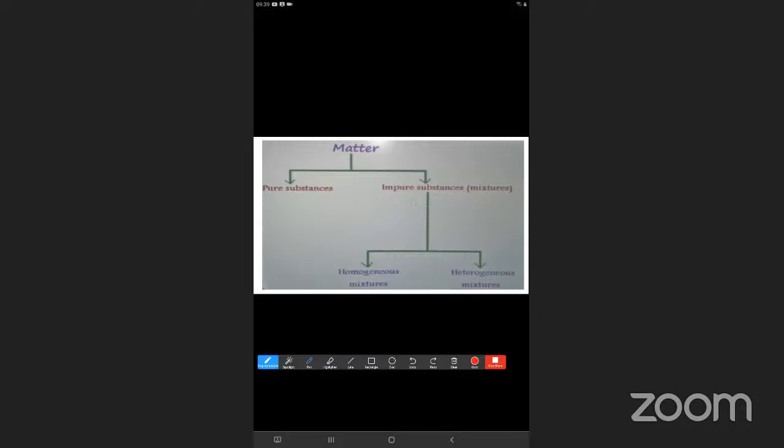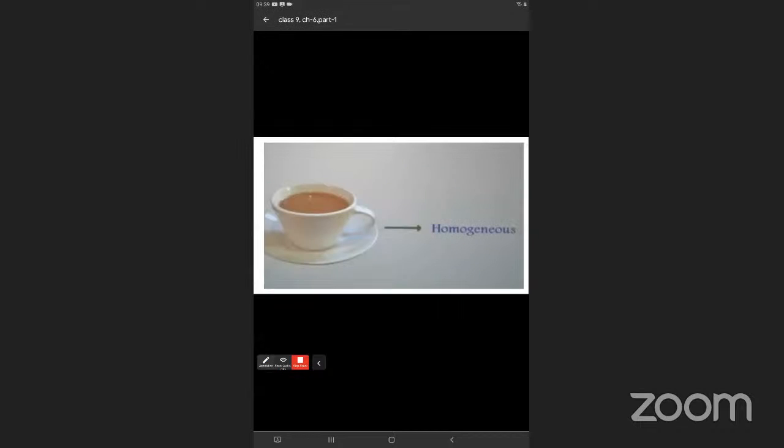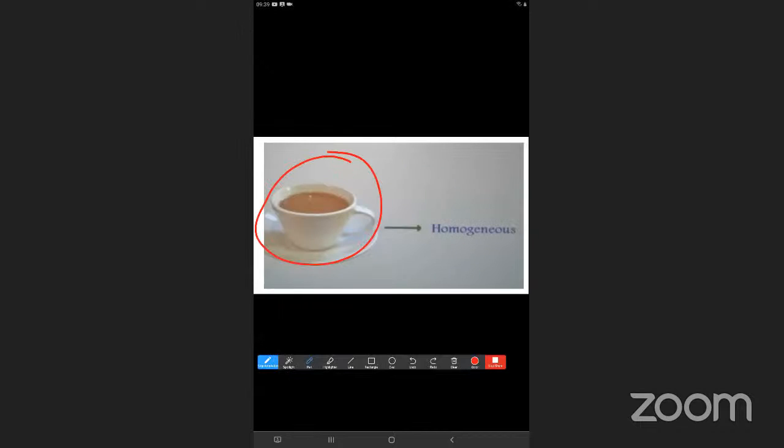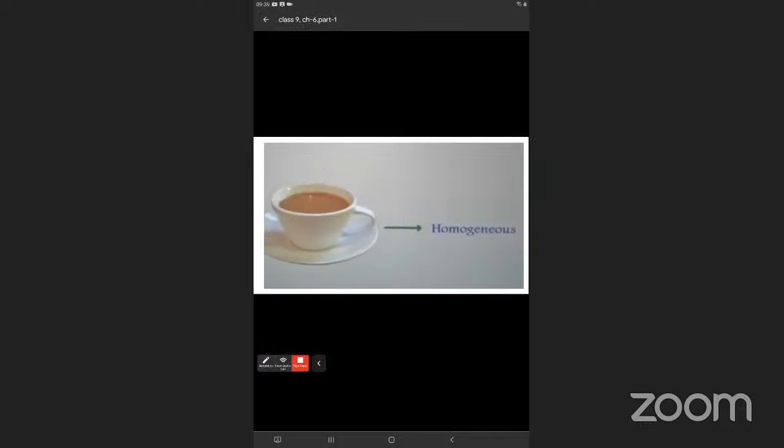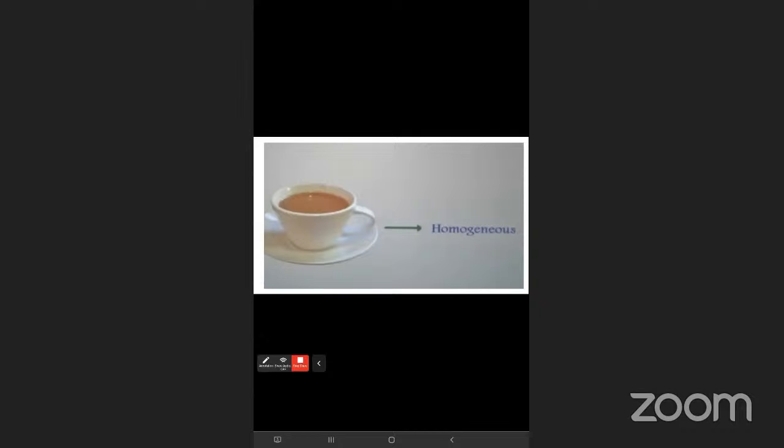These are of two types, homogeneous and heterogeneous. We know tea is a homogeneous mixture because the composition is the same throughout the solution. Here the particles are uniformly distributed. When we observe tea, we cannot separate the tea leaves, sugar, water or milk from it. So that's why this is a homogeneous mixture. Mixture, not element, not compound.